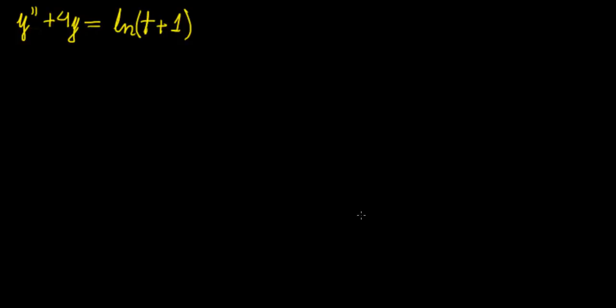Alright, so in the last video we learned how to use variation of parameters to solve non-homogeneous second-order differential equations with non-constant coefficients. And in this video I want to show you how you can still use it for an equation that actually doesn't have an explicit solution like we did in the last problem.